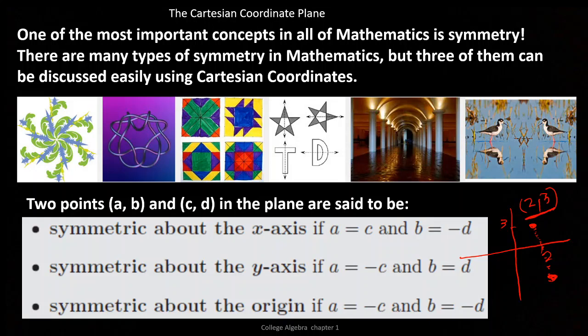Well, that would be 2, negative 3, right? See, that's a negative here. So if the y's are opposites, then they're symmetric with respect to the x-axis. If the x's are opposite, see, this one is negative 2, 3. So that point and this point are symmetric with respect to the y-axis. And this point right here, which has x and y both negative, would be negative 2, negative 3. That point is symmetric with respect to the origin. So symmetry with respect to the x-axis, with respect to the y-axis, and with respect to the origin. That's what they are.